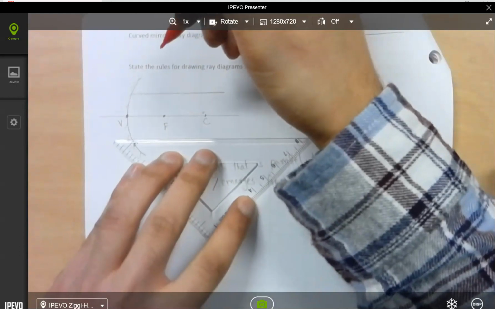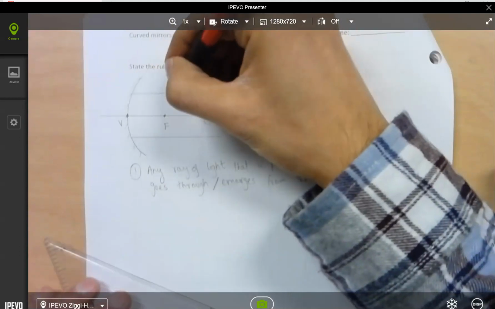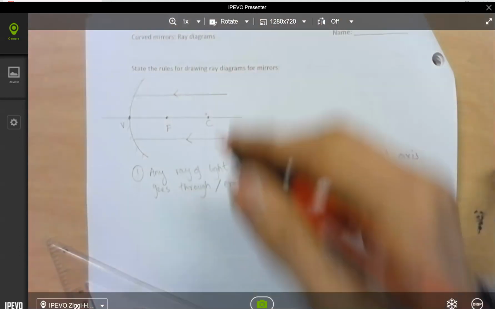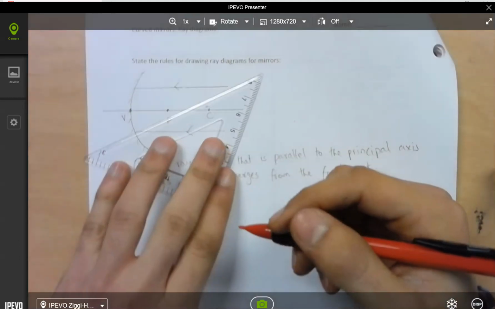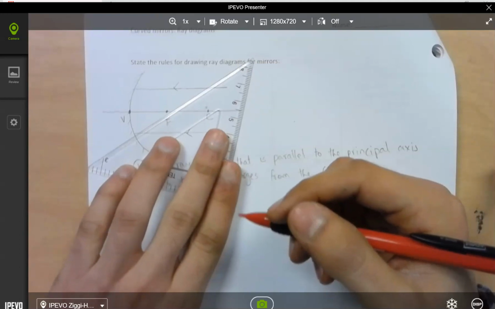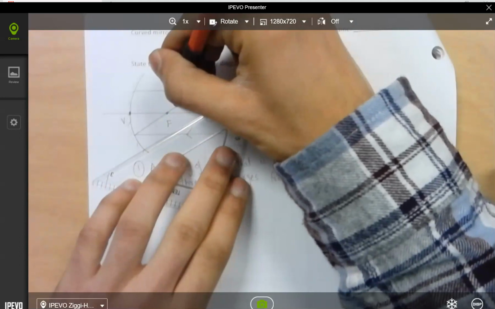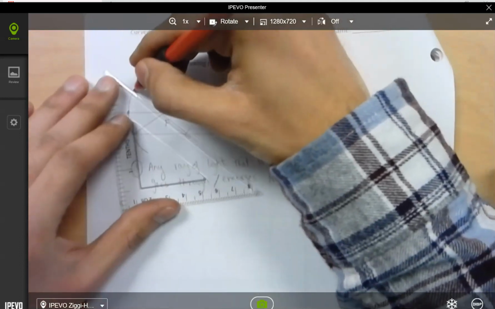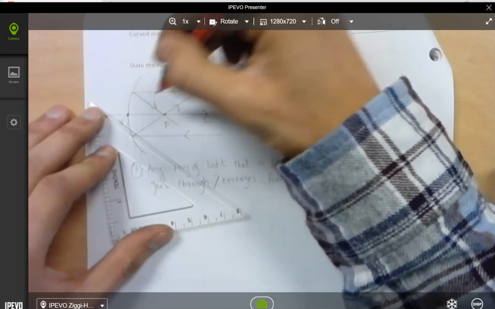So we'll draw two. You can draw more if you like, if you have a bigger mirror setup. But these are incident rays. And you can see that they're parallel to the principal axis. Is that okay? Now the rule states that they are going to reflect so that they go through the focal point. Reflected ray.